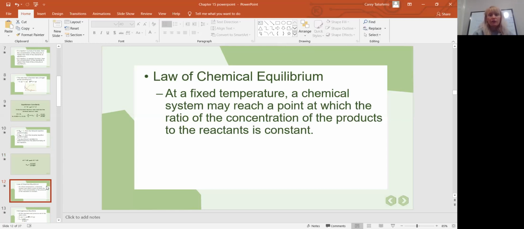So to finish things up today, we're going to wrap it up with the law of chemical equilibrium. So at a fixed temperature, a chemical system may reach a point at which the ratio of the concentration of the products to the reactants is constant. Probably everything's going to be based off of 25 degrees Celsius. And that's going to be our Keq value. We can either calculate it if we have enough information, or many times we can look it up in a chart. And I will stop there today.